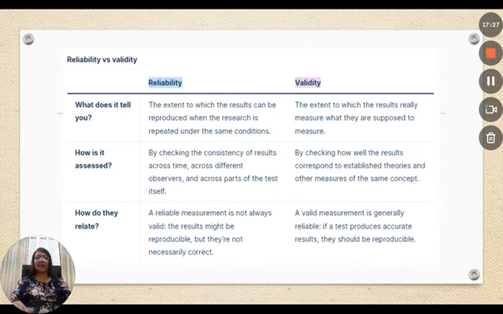How do they relate? In reliability, a reliable measurement is not always valid. The results might be reproducible, but they are not necessarily correct. While in validity, a valid measurement is generally reliable. If a test produces accurate results, they should be reproducible.